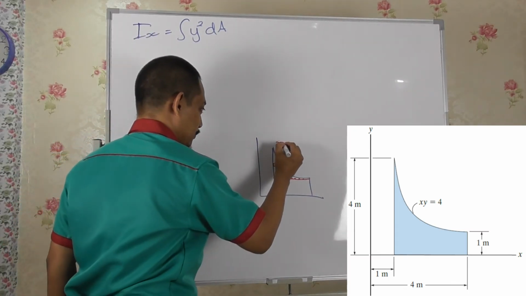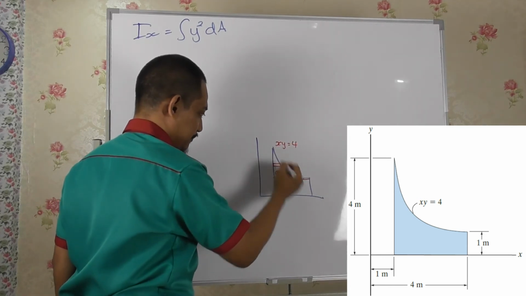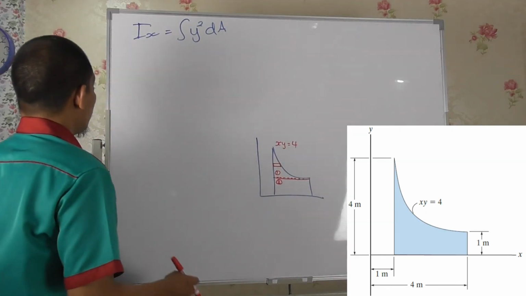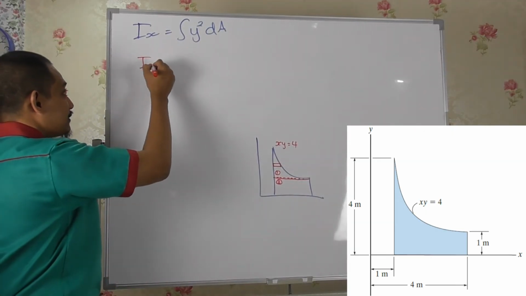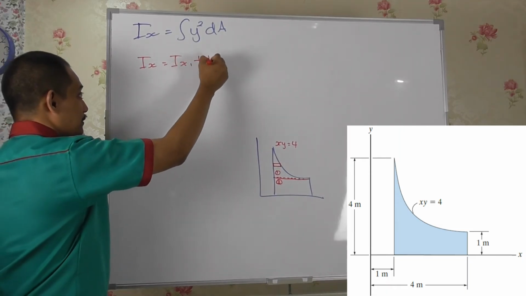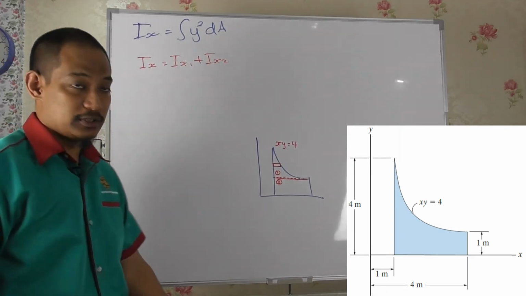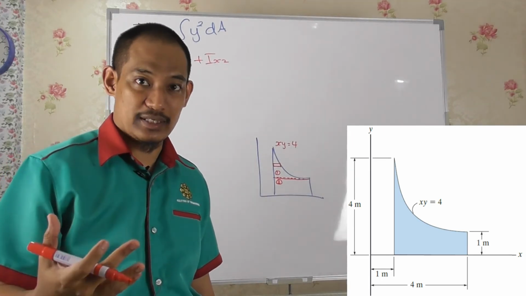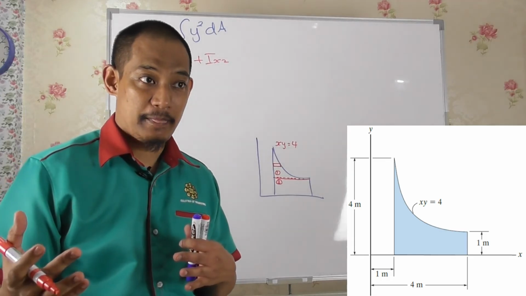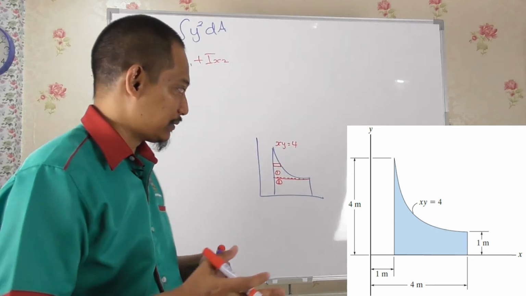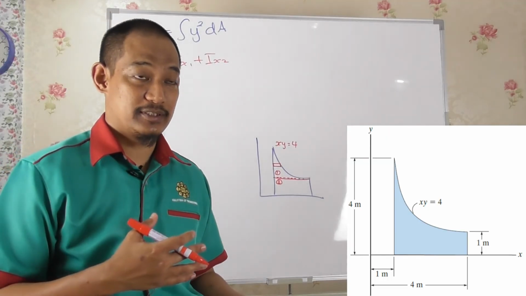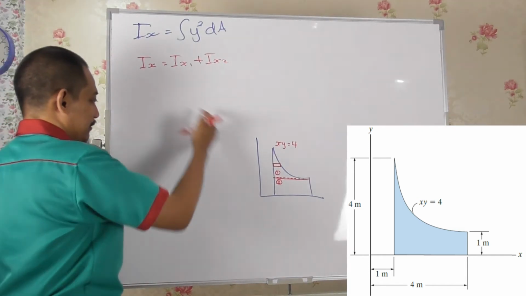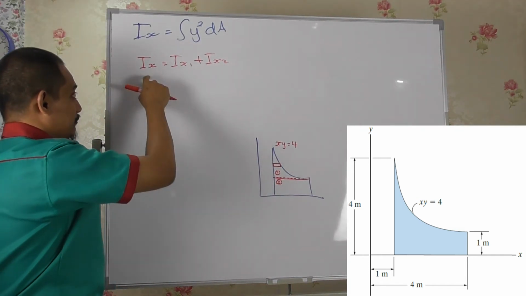So this one is xy equal to 4, this curve, right? If you use this one and you use composite area, meaning that Ix equals Ix1 plus Ix2. This is composite area. So now this is just for you who have already covered chapter 10, that is the composite area part. If you haven't covered yet, just ignore this one or look it back after you have covered that one. So we can find Ix1 and Ix2 and you add, it should give you Ix.